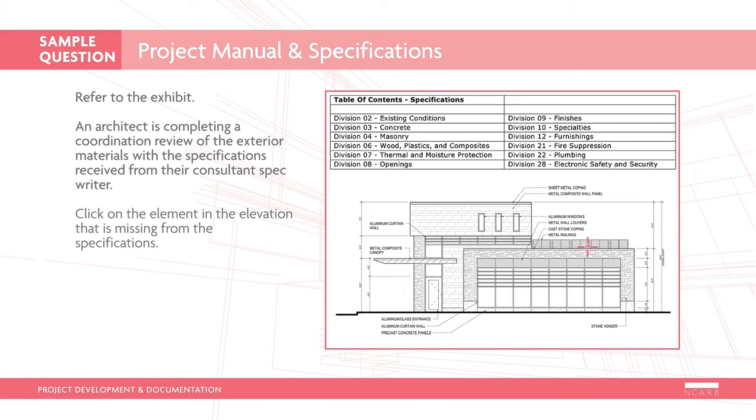The correct response is the metal railing. Based on the Construction Specifications Institute's MasterFormat divisions, Division 5 Metals is missing from the table of contents provided by the consultant spec writer. This division includes metal handrails and railings, which are noted on the above elevation. The remainder of the exterior materials labeled are found in the specification list provided. This is a UA level item requiring you to understand the MasterFormat specification divisions and verify that materials shown on architectural drawings are properly specified.